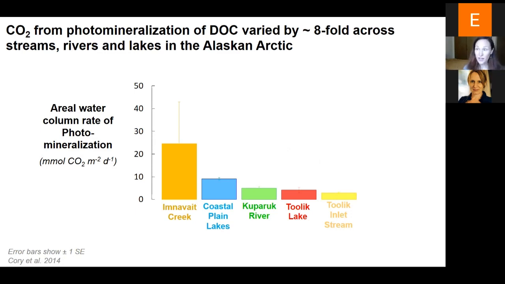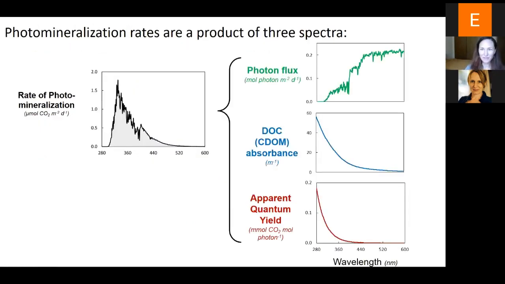Right. And so to understand why, what I need to tell you about now is that the water column rate of photomineralization, what you're looking at on the y-axis here, depends on the product of 3 spectra, or 3 wavelength dependent terms. What I mean by spectra is something that depends on wavelength, and the first of these 3 spectra is the photon flux, or what we get from sunlight in mole photons per meter squared per day, again as a function of wavelength on the x-axis.